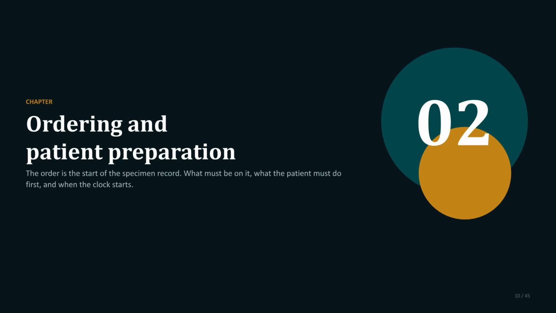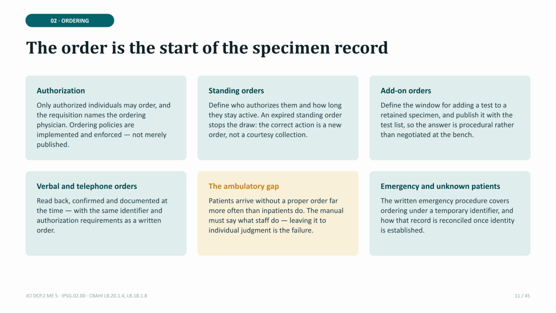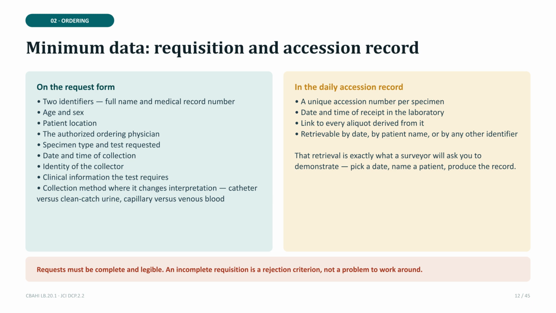Chapter 2 covers ordering and patient preparation. The order is the very start of the specimen record and dictates the entire downstream process. Ordering policies must be strictly enforced. This includes rules for standing orders, add-on requests, and procedures for when patients arrive without a proper order, especially in ambulatory care. Requisitions must be complete and legible.